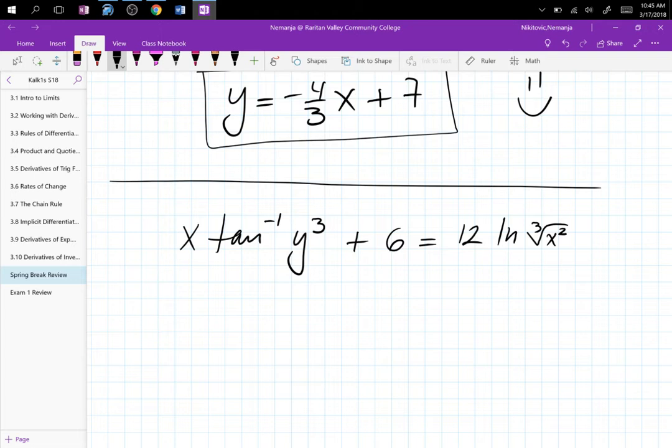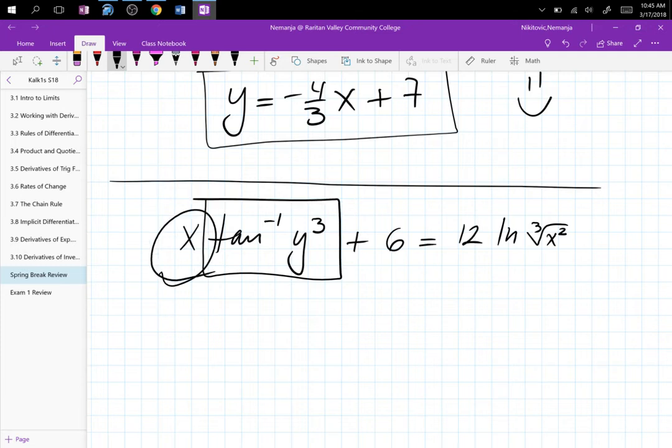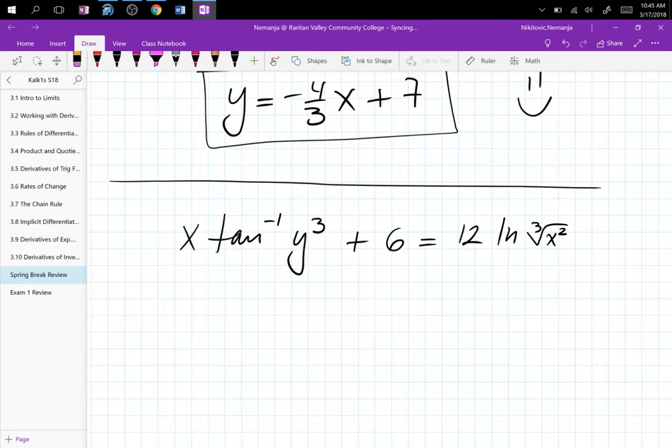Beautiful problem. Wow. It's not that we just have a chain rule in implicit. We also have it married to the product rule because of this x over here. And then this over here is just a joke. All right.